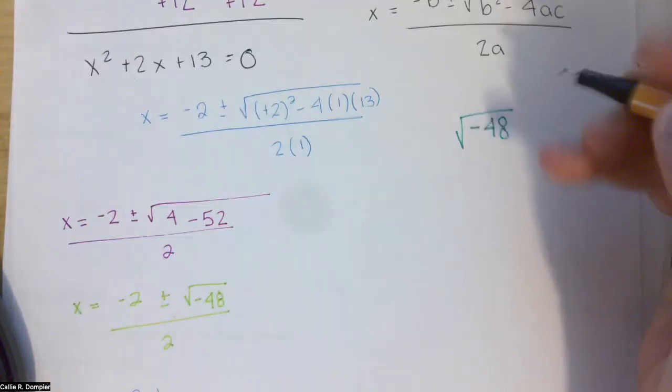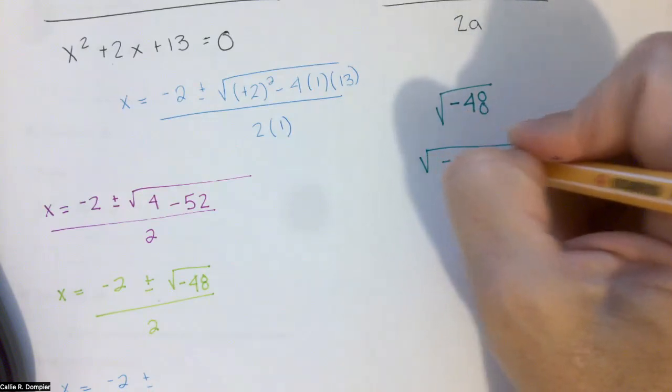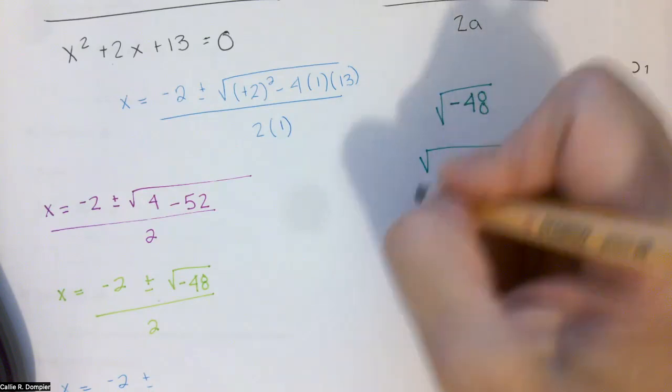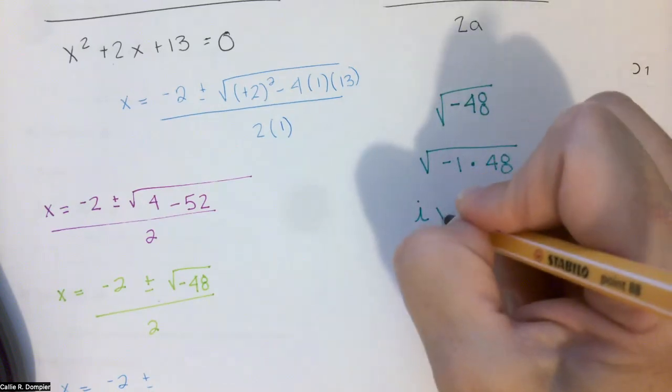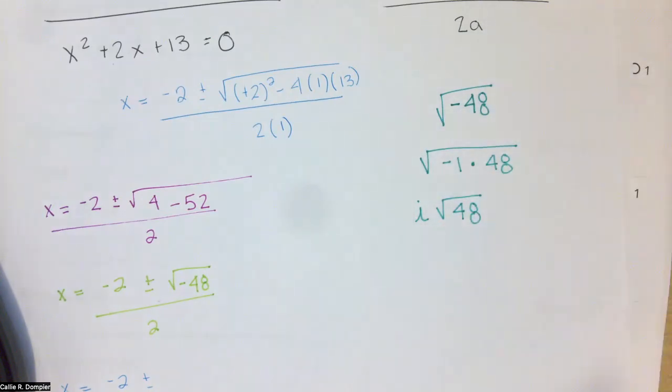To get rid of that negative sign, I'm going to say that that is equal to negative 1 times a positive 48, right? A negative 1 under the radical becomes an i outside the radical, i times square root 48, okay? After that, you want to take that list of perfect squares that I wish I still had.